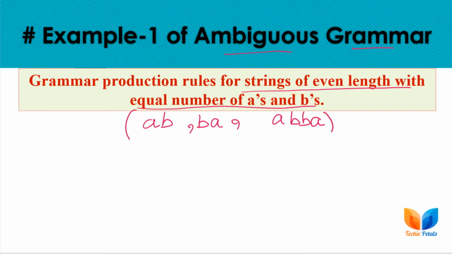Now we have to write the grammar production rules for this problem. Here we can have A's and B's in any combination. From the start symbol, either we can go with A then B, or B followed by A. Before and after these symbols we can have repetition of the same pattern. We can have ABAB, BAAB, or any pattern repeated anywhere with equal number of A's and B's.